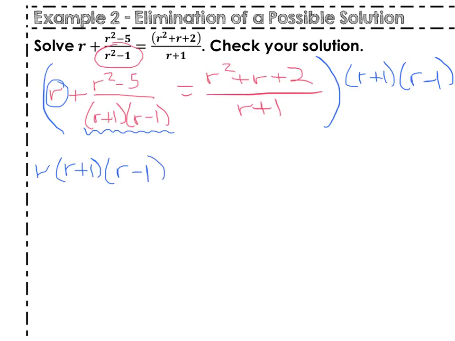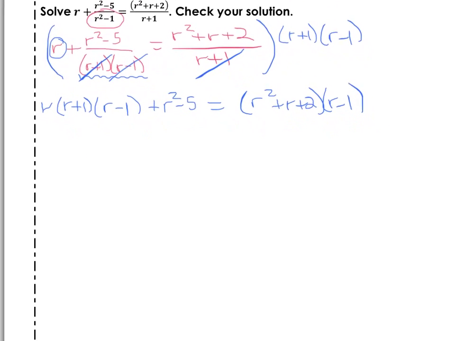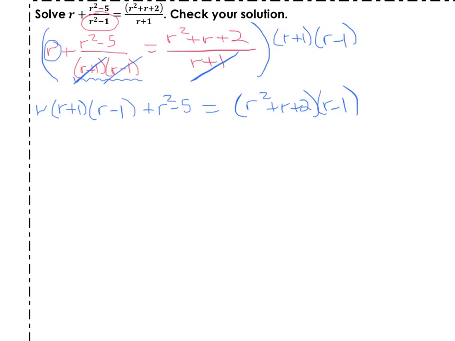Now, on my other part of the left-hand side, both my denominators will go away, leaving me with just r squared minus 5. Now, on the right-hand side of my equation, my r plus 5 will cancel out, leaving me with the multiplication problem of r squared plus r plus 2 multiplied by r minus 1. Okay? So now I have some multiplication to do in my life. R times r plus 1, that's just r squared plus r. I'm going to multiply that out.